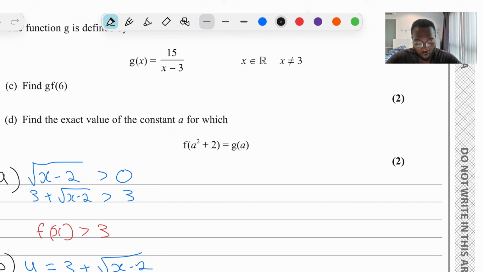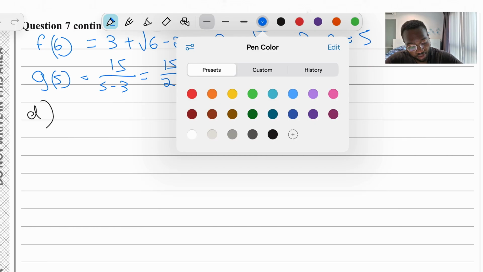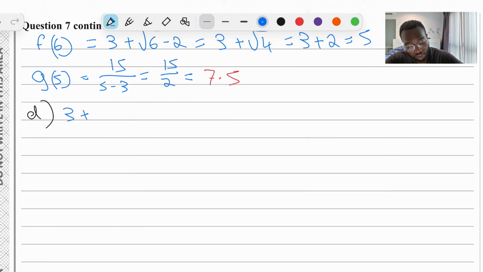And now for part D, we need to find the exact value of the constant a for which f of a squared plus 2 is equal to g of a. So effectively, we just put the a squared plus 2 in for x into the f of x function, and then we put a also into the g function. We just work out what a is, okay? So if we do that, that would be 3 plus the square root of a squared plus 2, so that's what x would have been, minus 2, and then g of a would be 15 over a minus 3, and we just need to solve that now.